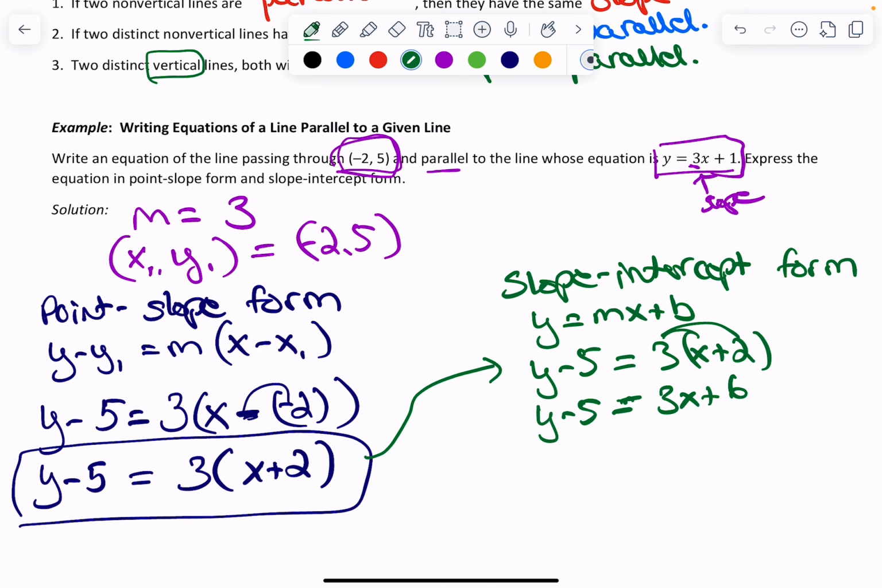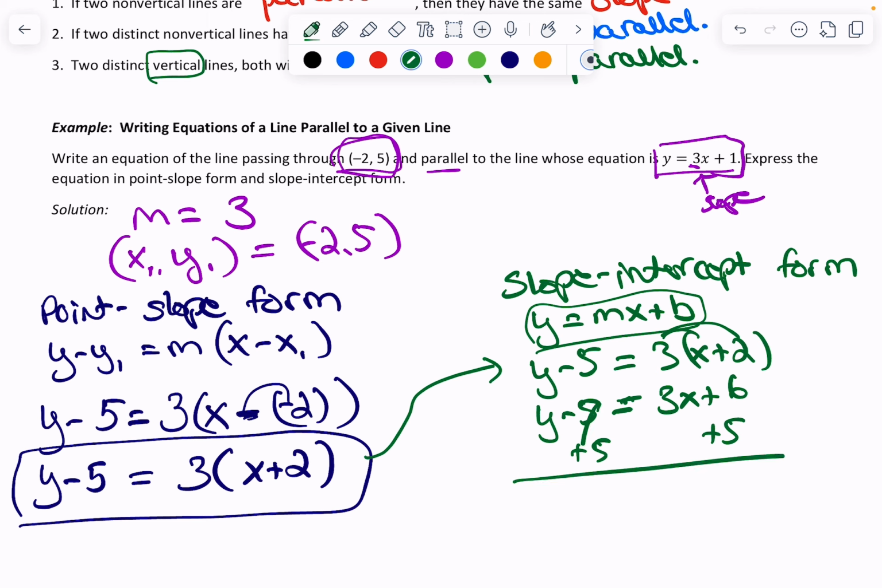And then we are isolating the y because if we look at this form right here, the y is by itself on the left. So we're going to add 5 to both sides, and it's y = 3x + 11. So that is your slope-intercept form. Okay, so this was for parallel lines.